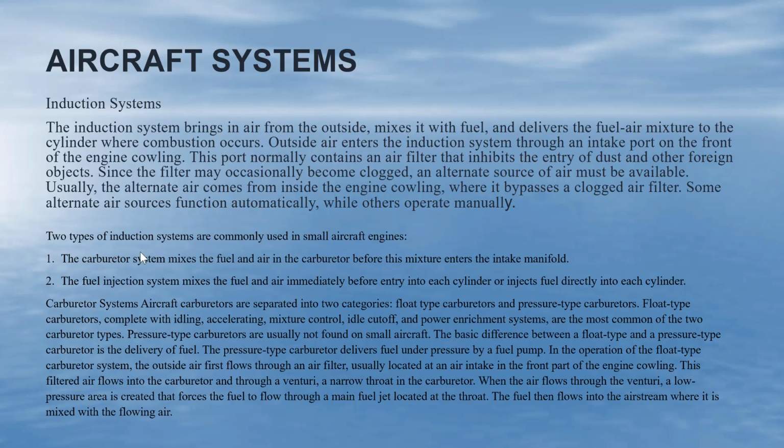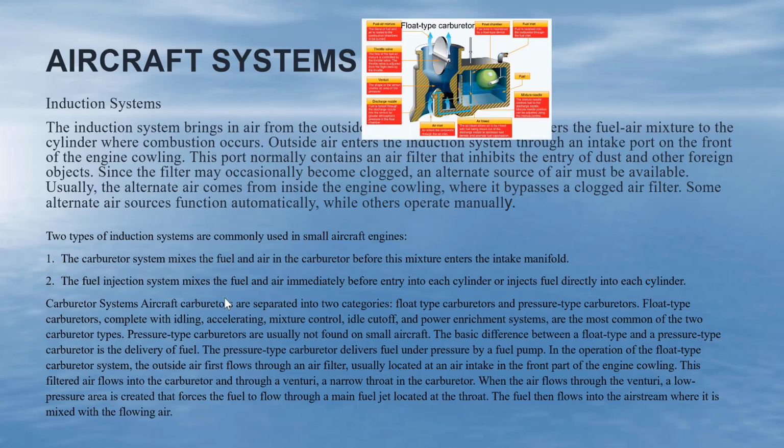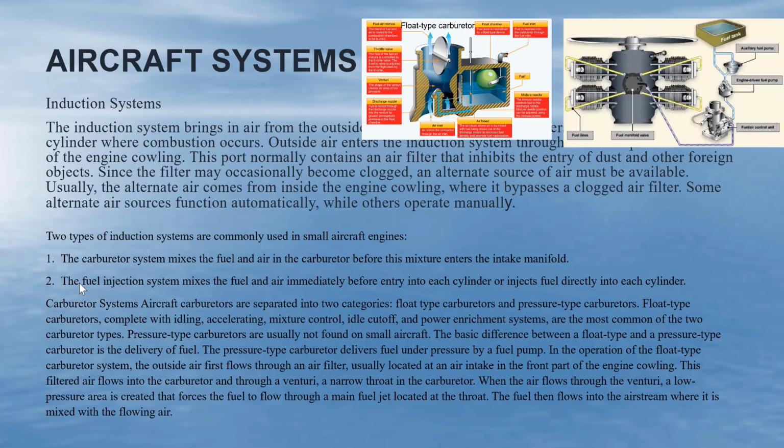There are two types of induction systems that are commonly used in small aircraft engines. The carburetor system mixes the fuel and air in the carburetor before the mixture enters the intake manifold. The fuel injection system mixes the fuel and air immediately before entry into each cylinder, or injects fuel directly into each cylinder.